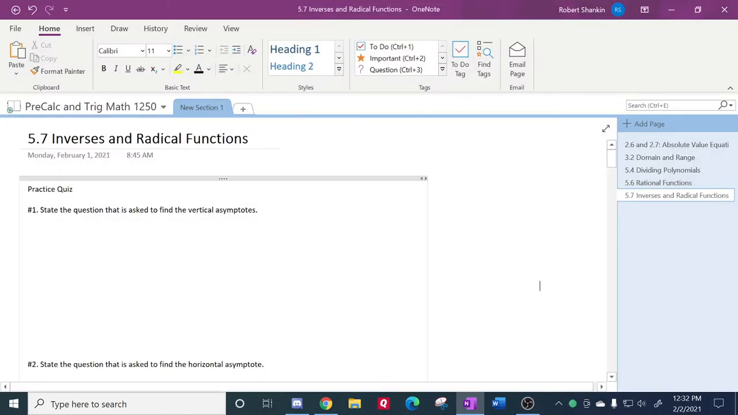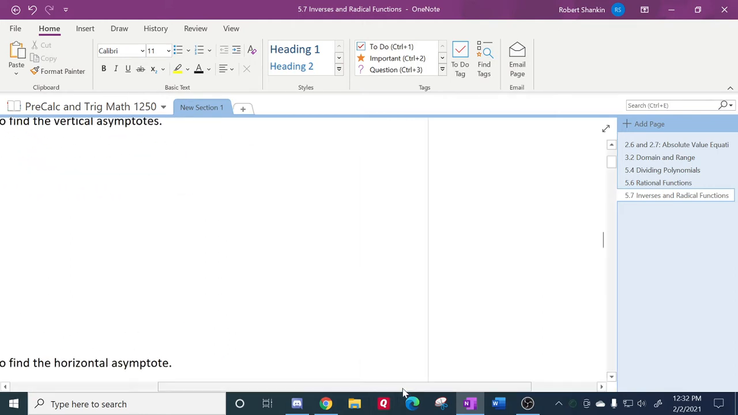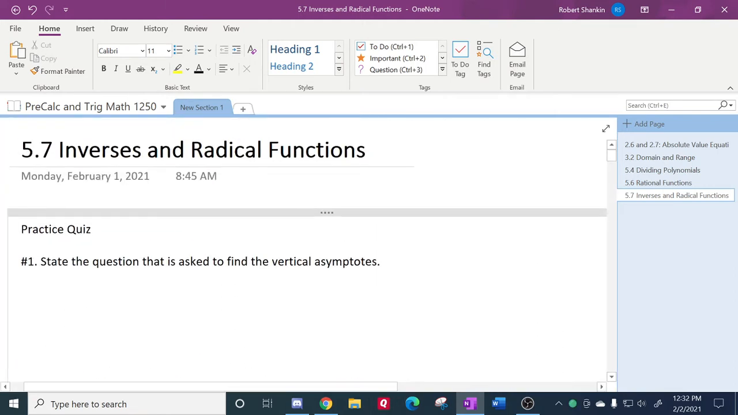And let me send you to the first practice quiz question. State the question that's asked to find the vertical asymptote. What's the question you ask yourself?